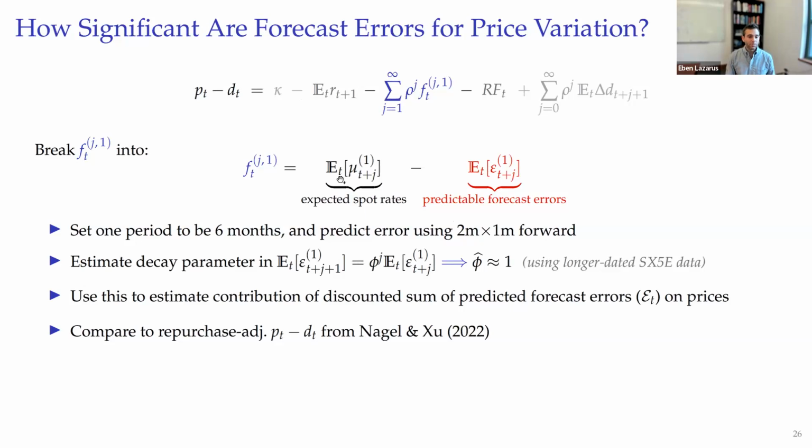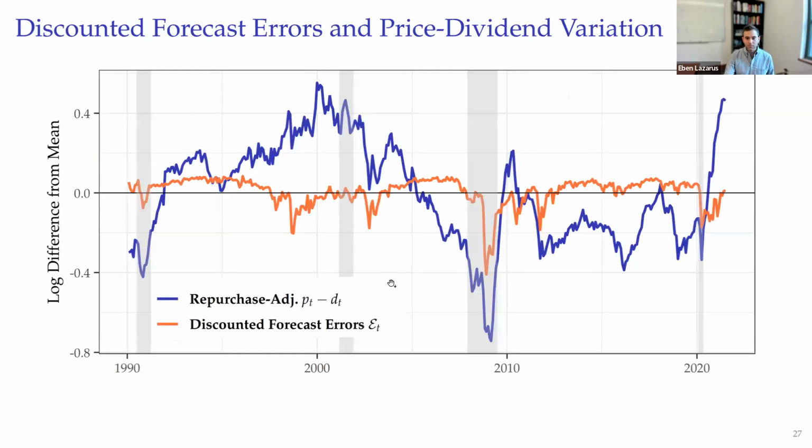And then we're going to compare the predictable variation in discounted forecast errors at all horizons to the variation in the price dividend ratio, which we will do on a repurchase adjusted basis just to make things a bit more stationary, but things work equally if we don't.